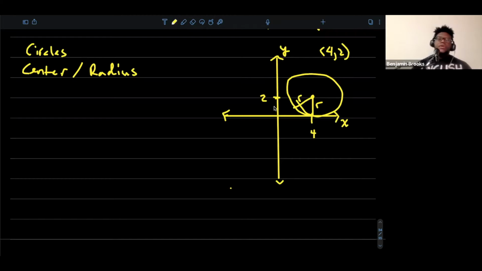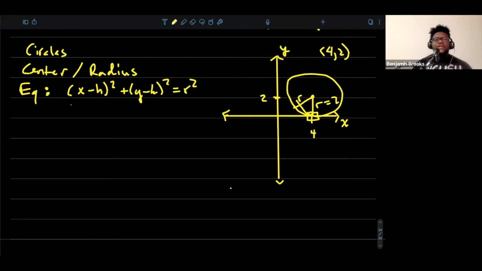So in this case, we have the center at 4, 2. You can actually tell that if I touch just the x-axis, this radius should be 2, basically. So if we're writing an equation for this circle, we're going to use the standard form. Yes, you're going to want to write this down. x minus h squared plus y minus k squared is equal to r squared.